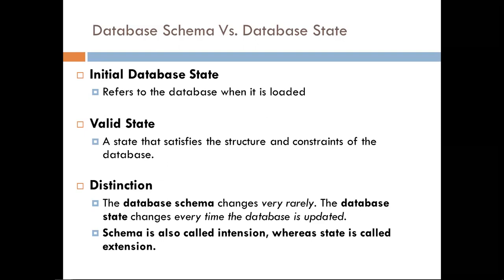And again we have a distinction. When we have a table, the first row is called the schema, and the remaining rows are the data. Hence the first row can also be called the intension, and the remaining rows or the data are called the extension. So the schema is also called the intension, whereas the data or the state is called the extension. So these are a few terms related to database schema.